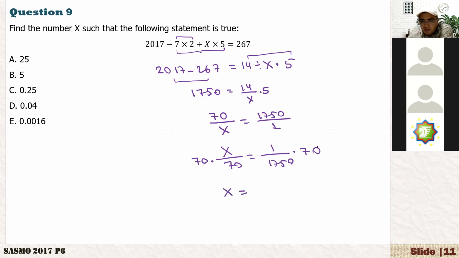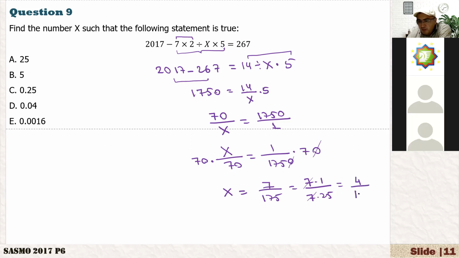Here we have x. And how about here? This 0, 0 cancel each other. Here we have 7 over 175. 7 is 7 times 1. 175 is 7 times 25. 7, 7 cancel each other. If you multiply numerator and denominator by 4, here we have 4, and here we have 100. In decimal form, that's equal to 0.04.